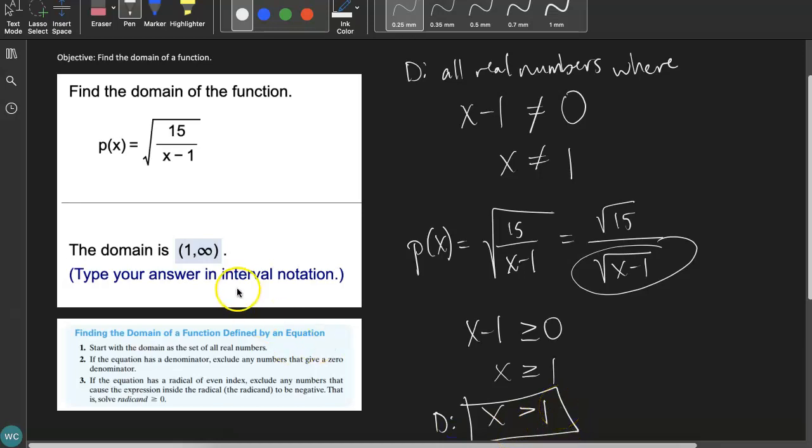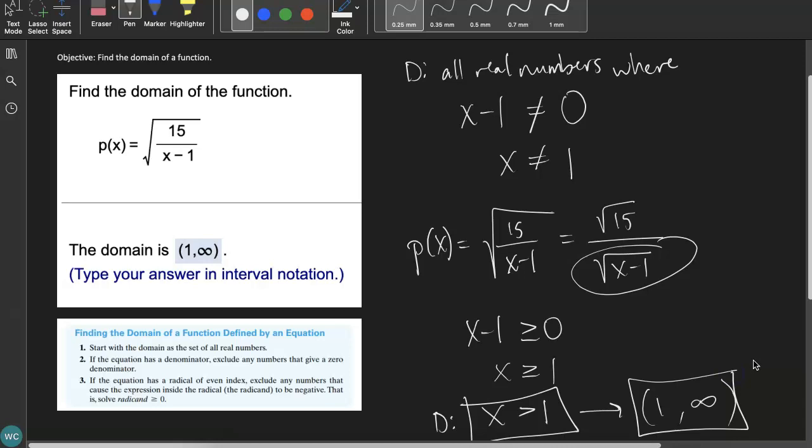From there, you are asked to write this in interval notation. And so the interval form of this solution would be 1 to infinity, not including the 1, and we never include infinity, so both of those get a parenthesis. And that would be the official answer that we have here inside MyMathLab.